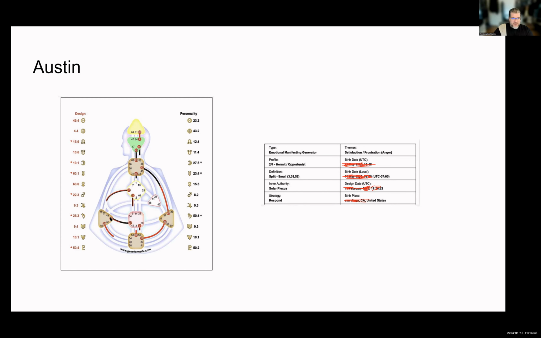Okay, so the split definition, if you look on the left side, there's a line between 50 and 27. That's one connected channel. In my mind, that for me would be like a gut feeling. And then the other part of the chart, the head and the ajna and all this stuff on the right side, is all connected all the way down to my root. So that's the emotional piece to go with the analytical piece. Okay.